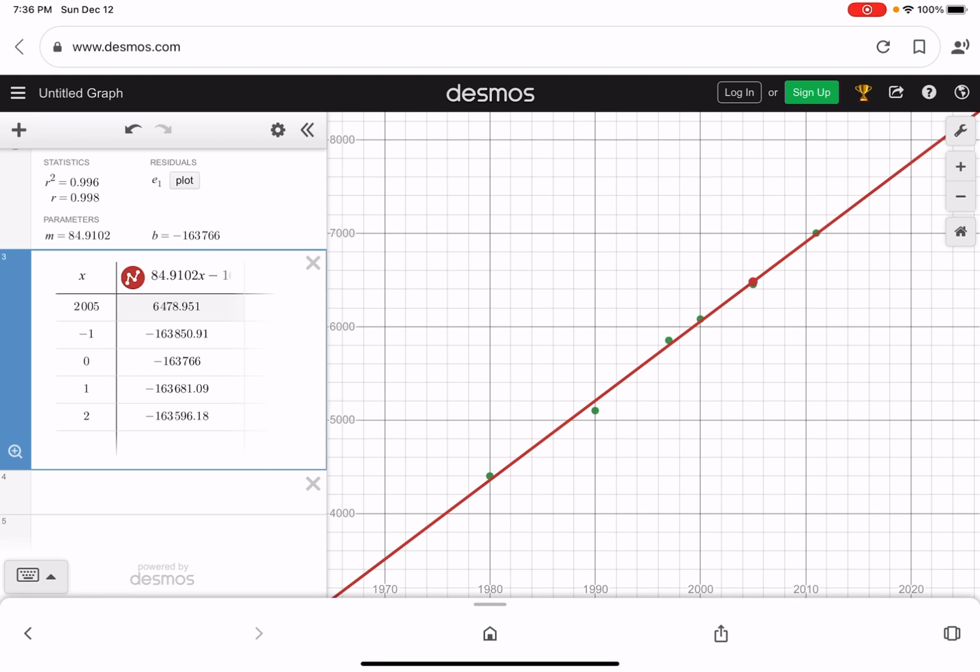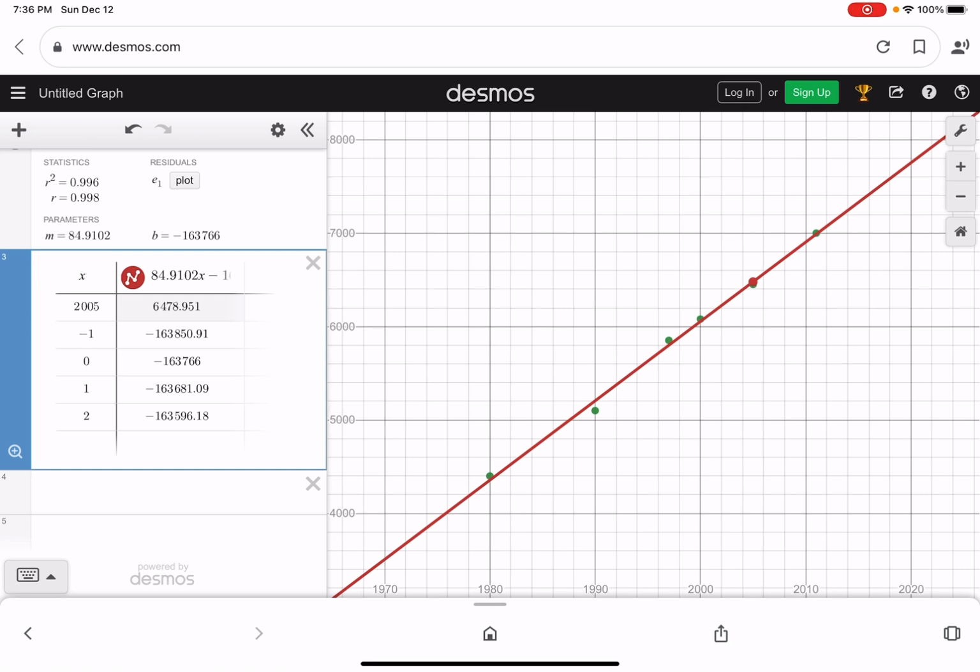6,479 or 6,478. I'll take either of those, or I'll take it as a decimal because I didn't say that I wanted it as a whole number, even though it makes the most sense in context. So that's the predicted population for the year 2005.